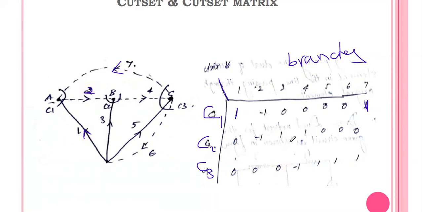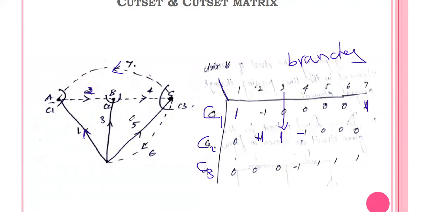Similarly, cut set C2, the second row. The cut set C2 current direction is the same as that of this twig direction 3. So 3 is incoming. Corresponding to 3 in cut set 2, +1. Then what about the second branch? The second branch current is also incoming. Then the fourth branch current is outgoing, so the fourth branch is -1, and here it is +1. This is +1 and here it is -1, then the remaining branches 0, 0.